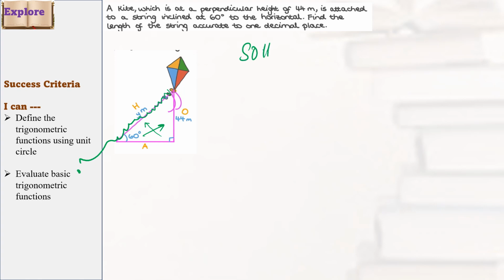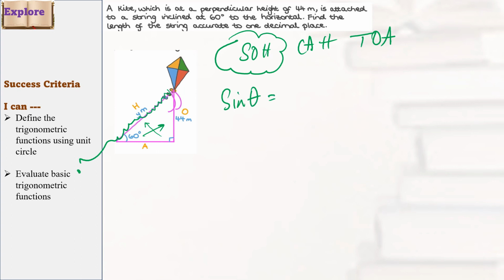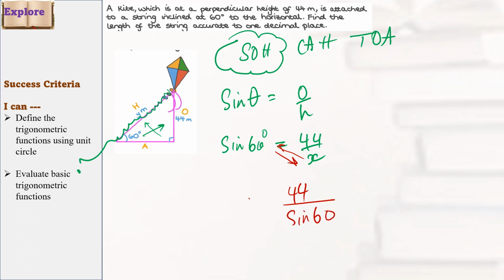I know SOH CAH TOA. So the function that I will use will be the sine, because I have my opposite, I have my hypotenuse. So sine theta equals opposite over hypotenuse. Theta is 60 degrees, whereas opposite is 44 and hypotenuse I don't know. In order to find the value of x, I interchange the places of x and sine 60 degrees. So sine 60 will go in the denominator and x in the numerator.